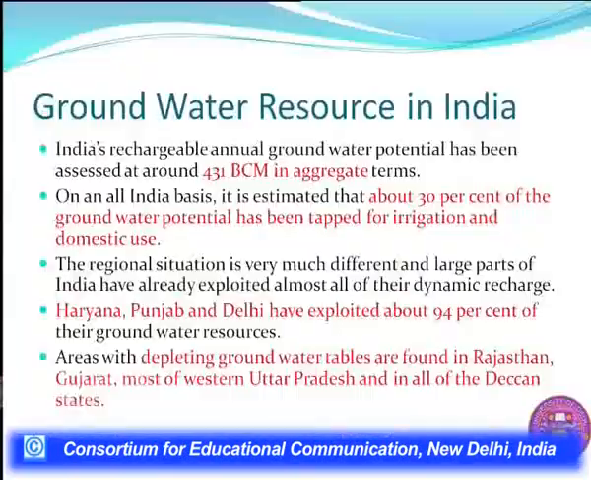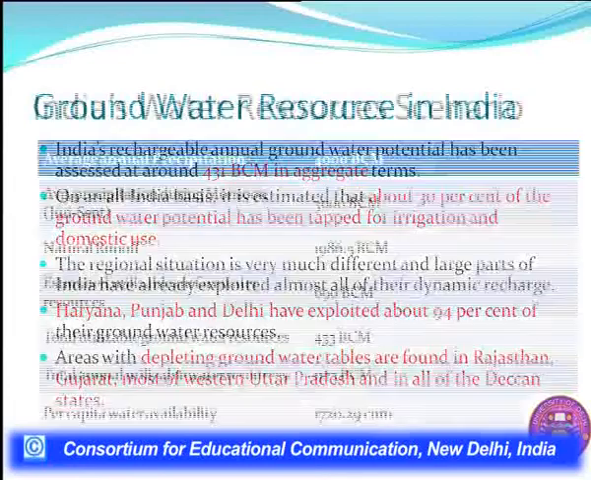If you take an example of Haryana, Punjab and Delhi, they have already exploited not the 30%, it is almost 94% of the water from the groundwater resources. And slowly, many other states of our country obviously depend on the groundwater resources, not having surplus water in the surface water, so they are on the verge of depleting the level of the water table.